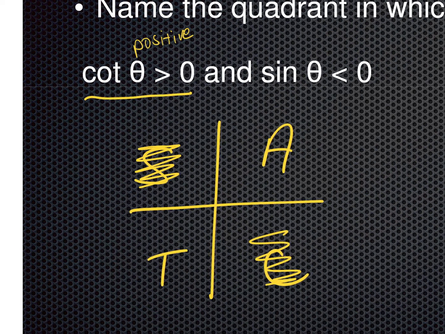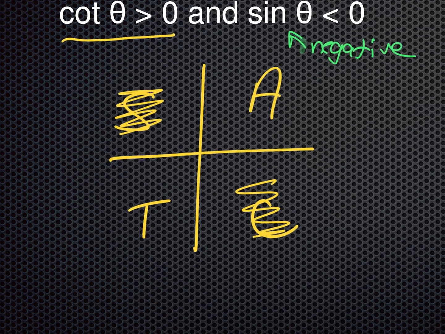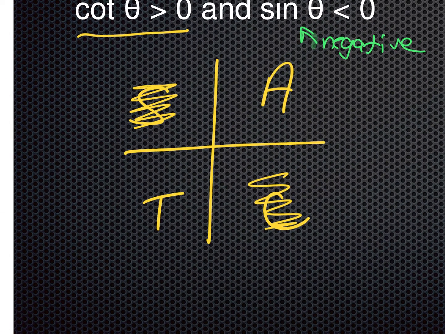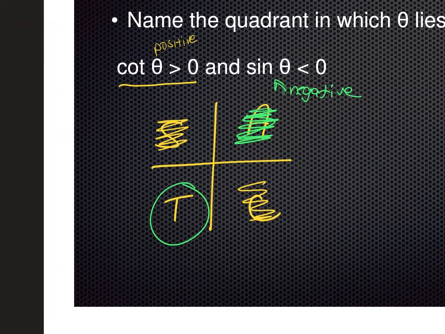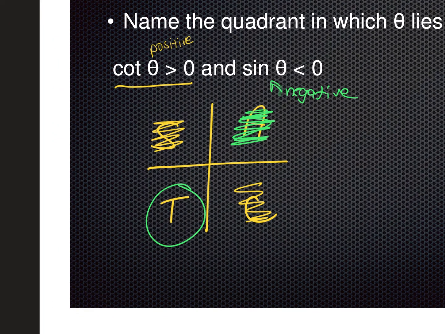So then your second piece of information says sine is less than 0. That means sine would have to be what? What does less than 0 mean? Negative. Where is sine in the 2 that are remaining? Where is sine negative? Down here. Because what's going on in this first quadrant? Everything is what? Positive. So you just figured out that this theta lies in quadrant 3.